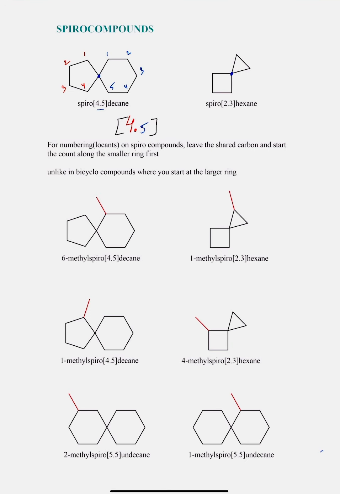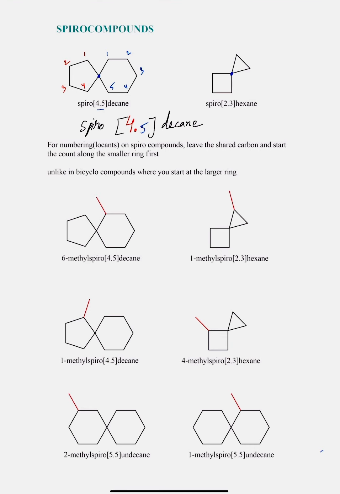And then you count all the carbons. So the total number of carbons is 4 plus 5, 9, plus the common carbon, so it's 10. So you finish the name by writing the name of the 10 carbon compound, which is what? Decane. And in front of the square bracket, you write spiro to signify that this was a spiro compound.